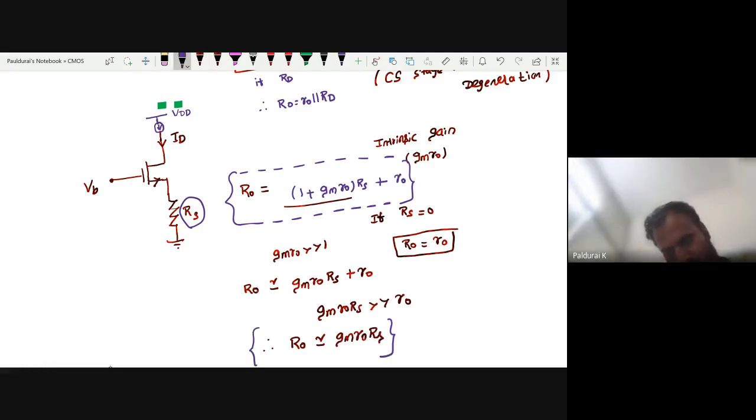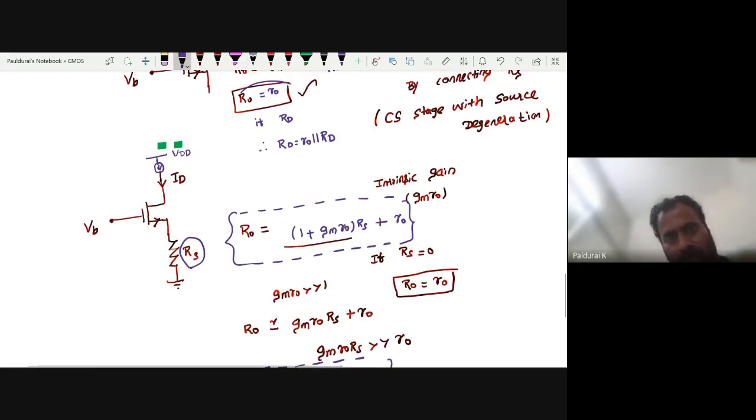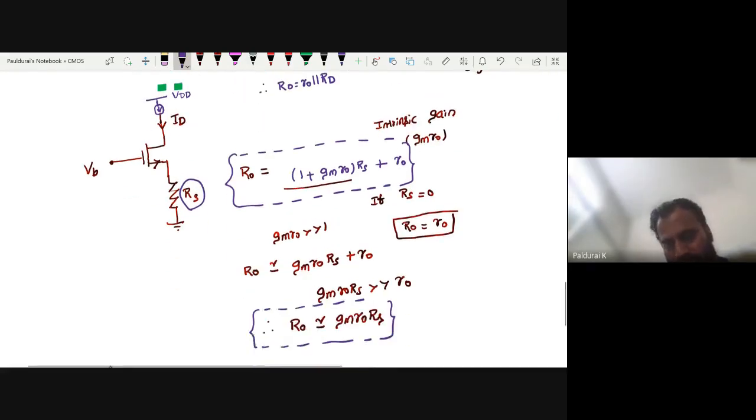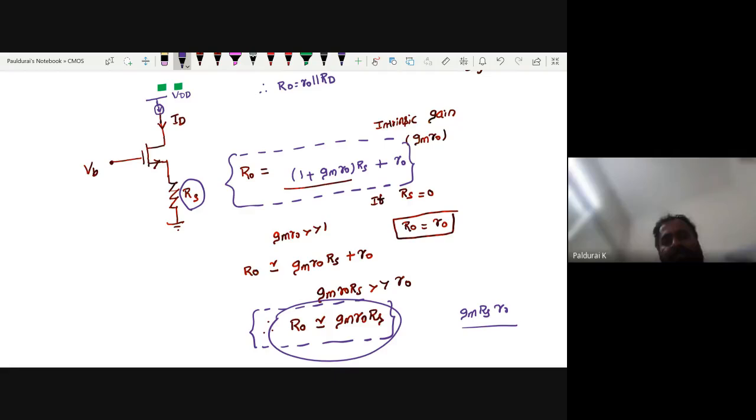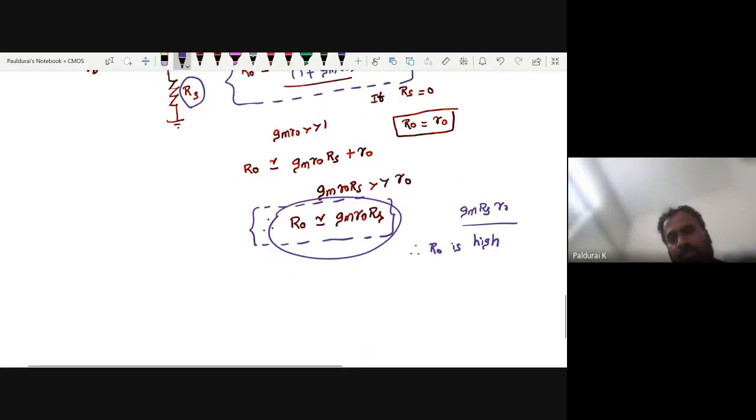So initially, what was our output resistance? It is RO. Now the output resistance is multiplied. This RO is multiplied by gm RS, right? Obviously, therefore R out is high. If R out is high, what is the conclusion?